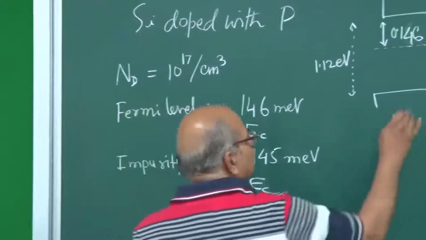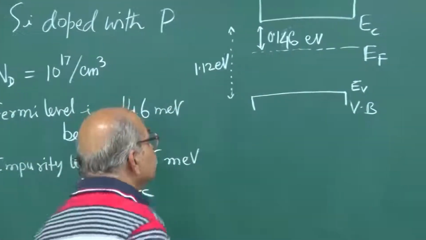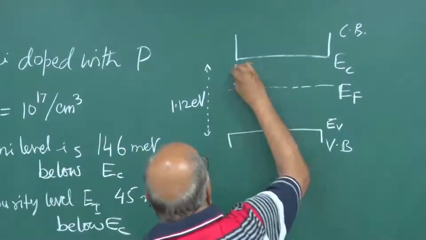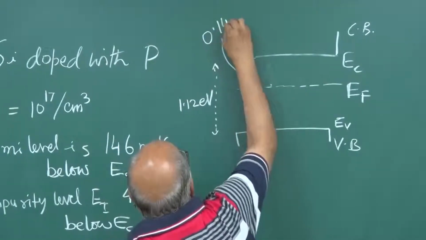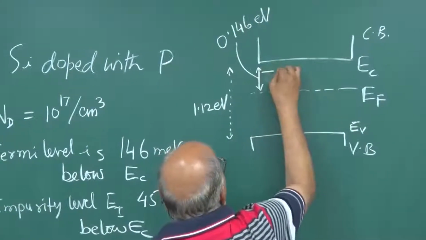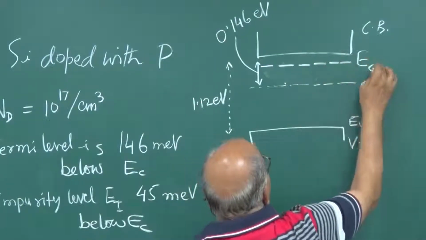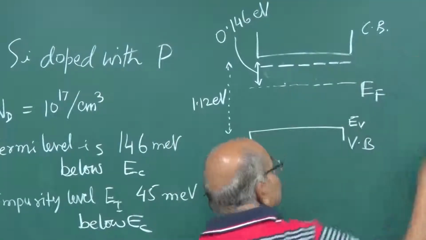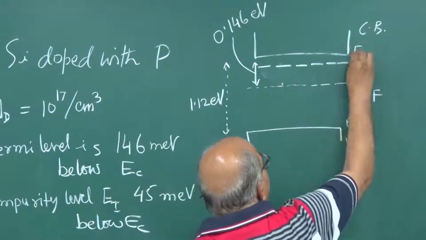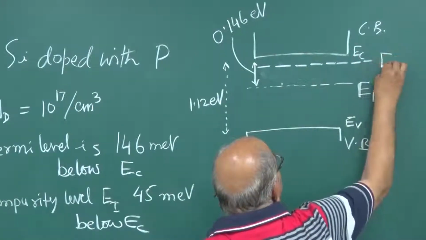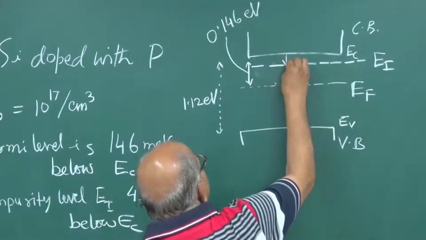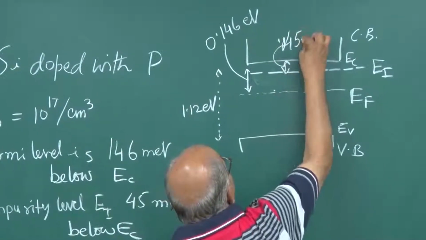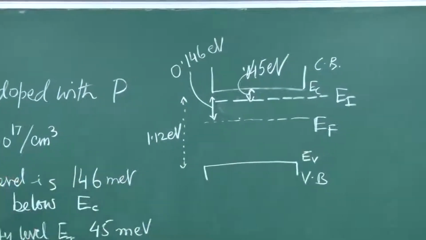So the impurity level is formed somewhere here. This is 0.146 eV, and then the impurity levels are formed somewhere here. It's a lot of space problem. So this is EC, and then this is EI, the impurity level, and this separation is 45 meV, so 0.045 eV. So these are the data given.